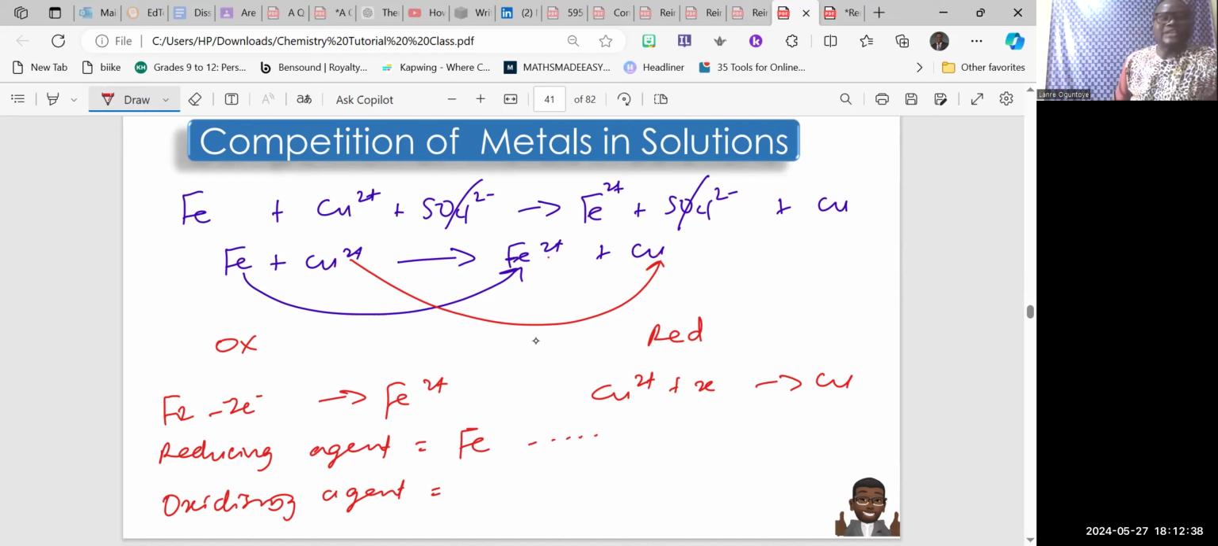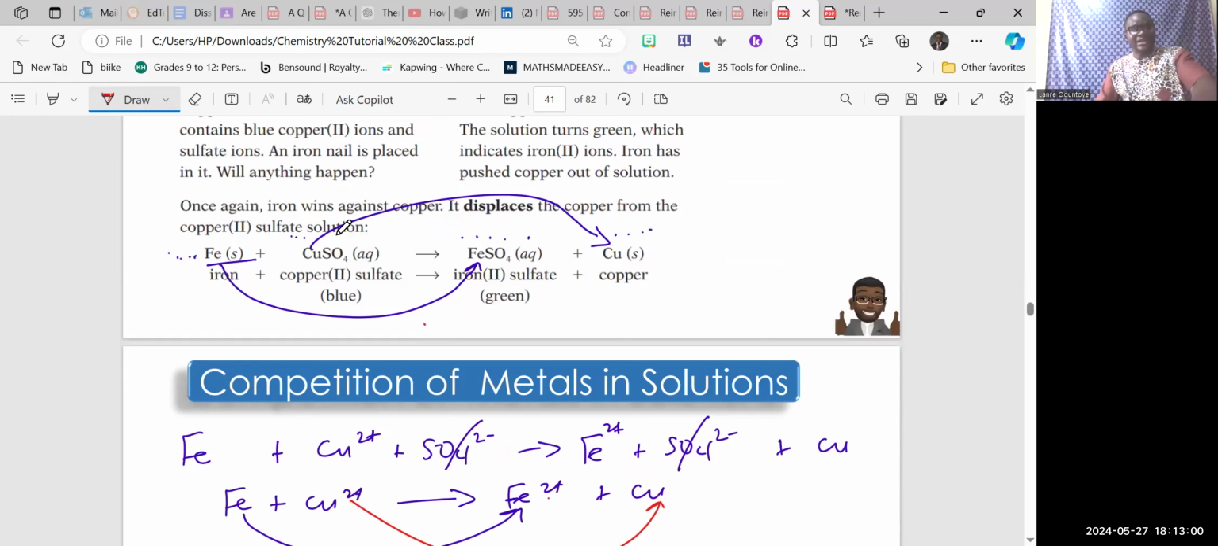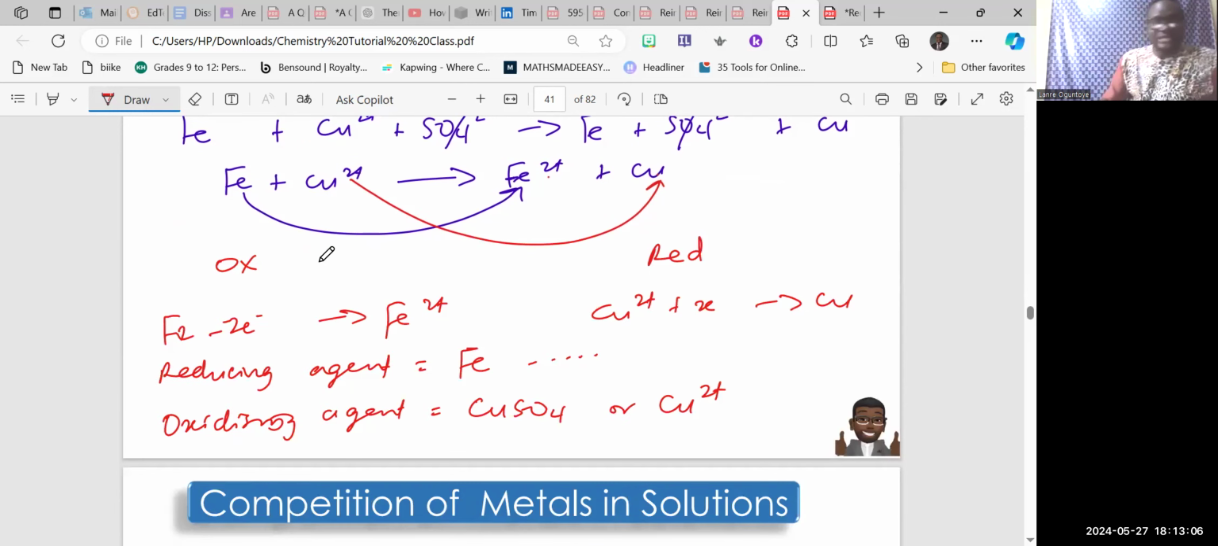So the oxidizing agent is what? Copper 2+. The oxidizing agent is copper sulfate, or rather copper 2+. Can you see that? Not copper. Don't say copper. Copper is a product. It can never be the oxidizing agent. It is copper 2 sulfate, which is the reactant. And since the copper ion is inside, I can say copper sulfate, but the actual thing is the copper ion. Is that taken? Yes, sir. Okay.